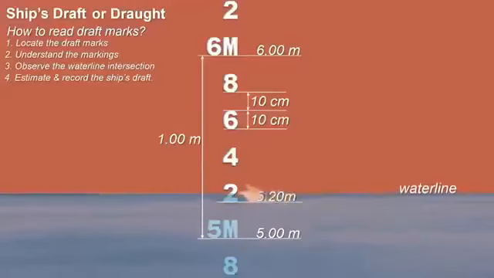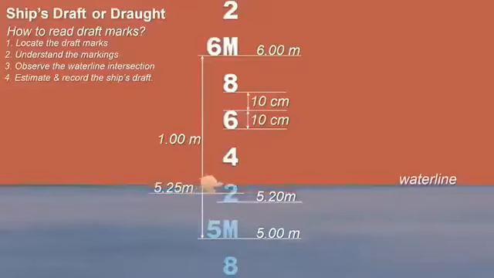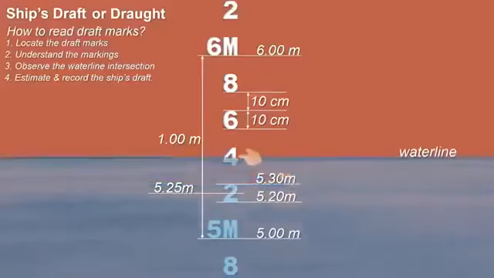In the middle of this 2 draft mark is 5.25 meters. If the waterline is on the top of this 2, the draft is 5.30 meters. If in the middle of the 4, it reads 5.45 meters.